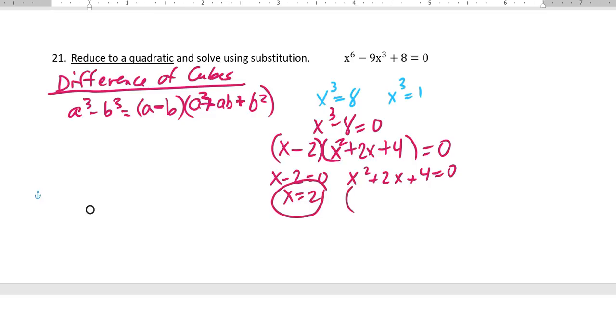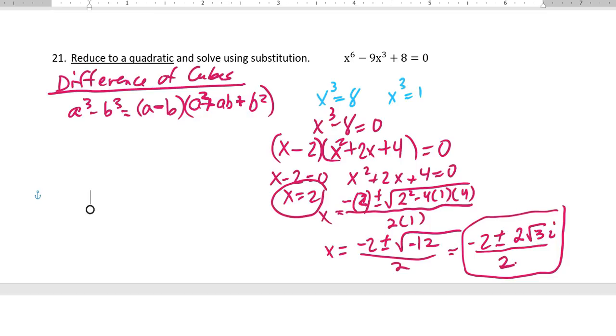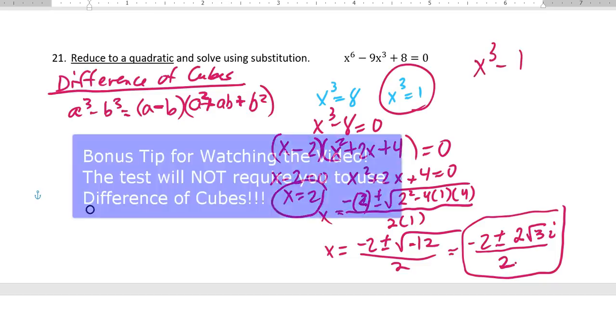To do the other side, I'm going to use the quadratic formula. I get -2 plus or minus 2 square root of 3i all over 2. You could use the decimal equivalent if you wanted to. And now I'm going to solve my other equation using factoring.